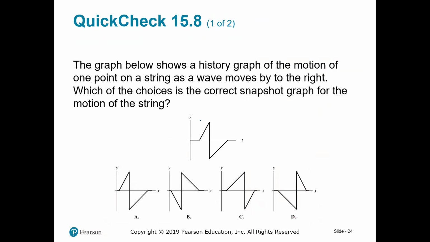And then, yeah, let's do one more last question. A graph below shows a history graph. Now you have a history of the motion of one point of the string, and again the wave is traveling to the right. Which one is the correct snapshot graph of the motion of the string? So now, again, this is a history graph. So when you observe at a fixed position, you will see this one. Initially you don't see any changes.